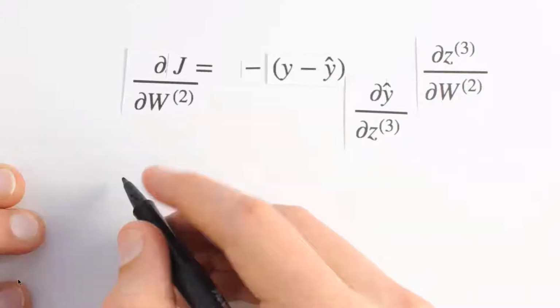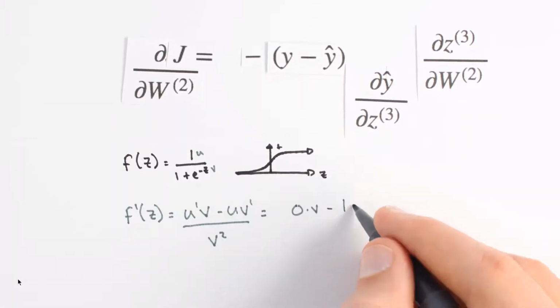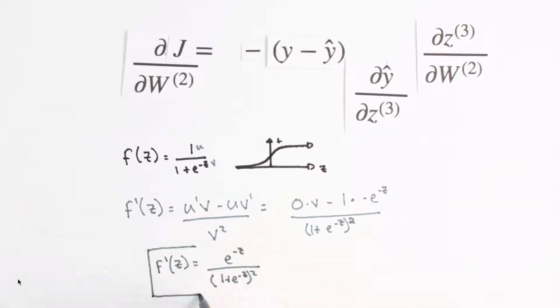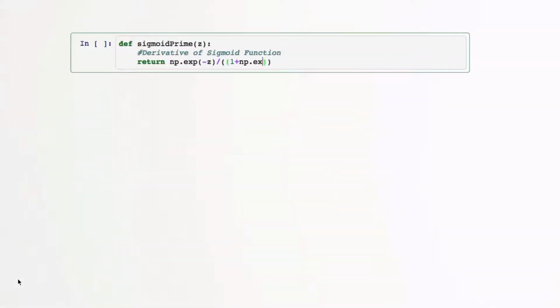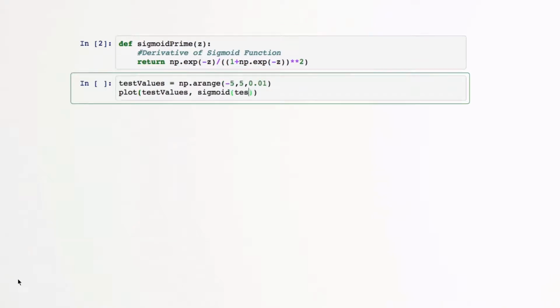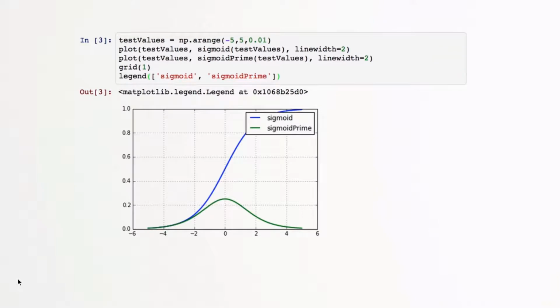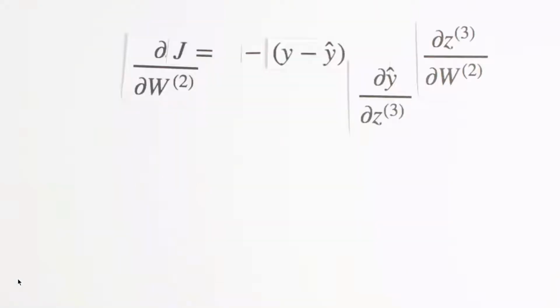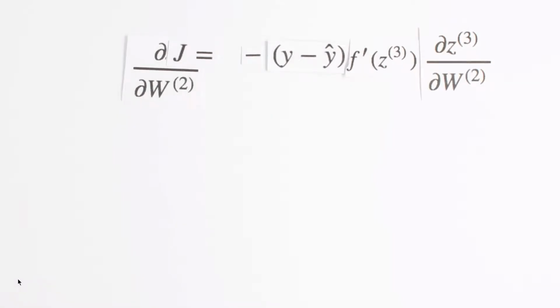To find the rate of change of y hat with respect to z3, we need to differentiate our sigmoid activation function with respect to z. Now is a good time to add a new Python method for our derivative of our sigmoid function, sigmoid prime. Our derivative should be largest where our sigmoid function is the steepest, at the value z equals 0. We can now replace dy hat dz3 with f prime of z3.